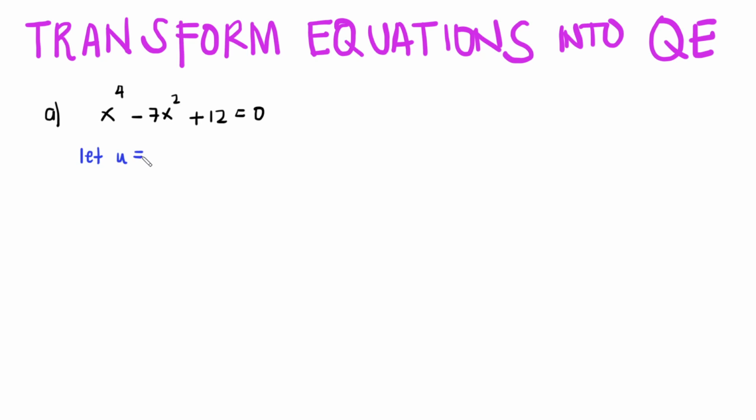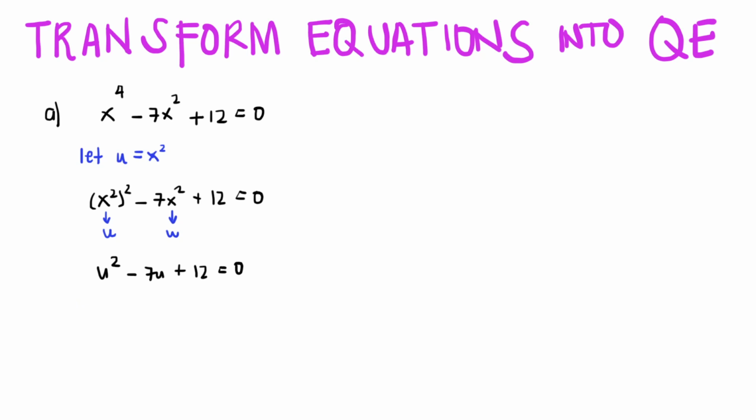u be equal to x squared. Okay, so since I'm going to let u as x squared, I can rewrite x to the fourth as x squared raised to 2, minus 7x squared plus 12 equals 0. And then I'm going to change x squared to u, so it will become u, and also this will become u. So it can be written as u squared minus 7u plus 12 equals 0.